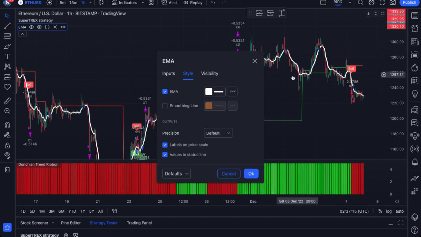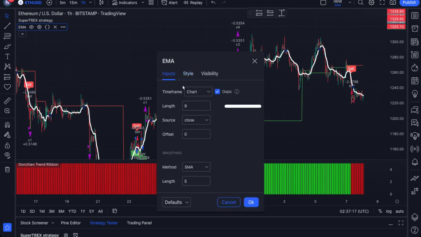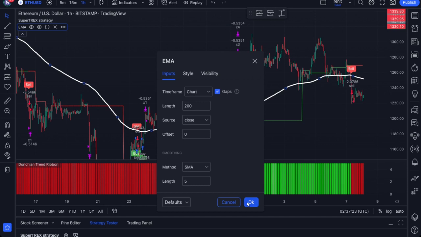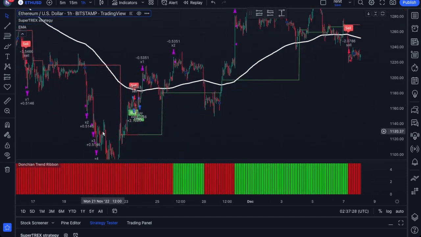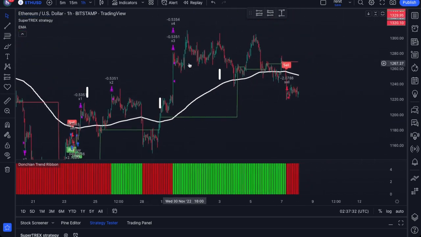Then in the input section, change the length from 9 to 200 so it doesn't send false signals. And also make sure the method is set to SMA. So whenever the price action is moving under the line, the market is in a downtrend, meaning the price is consistently decreasing. Then when the price action is moving above the line, it's the opposite, with the market being in an uptrend and constantly increasing.